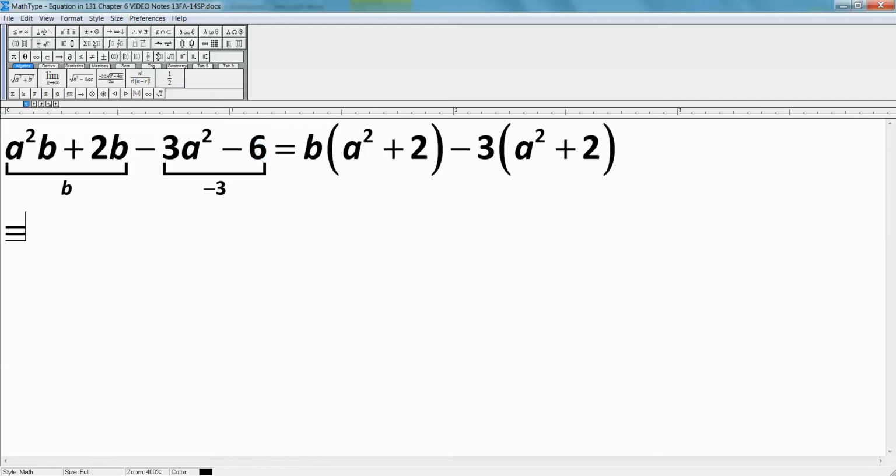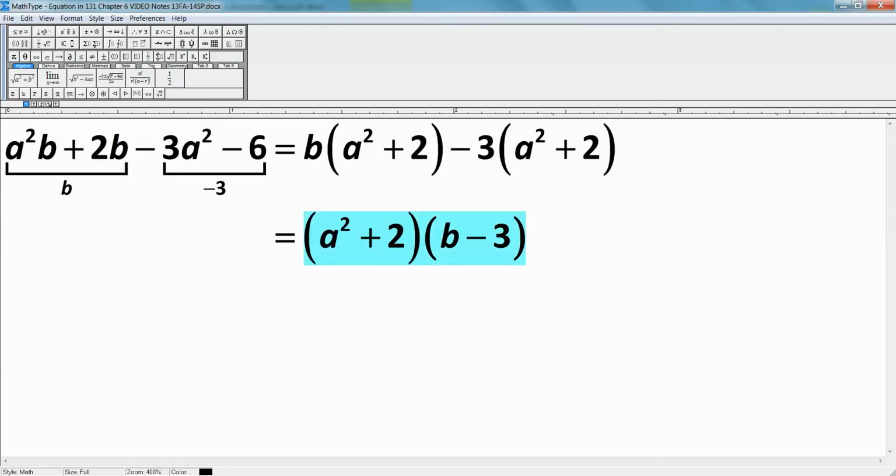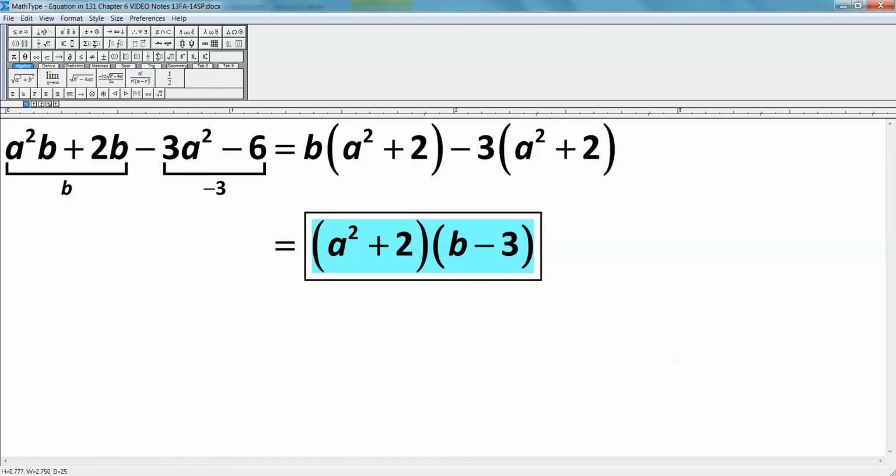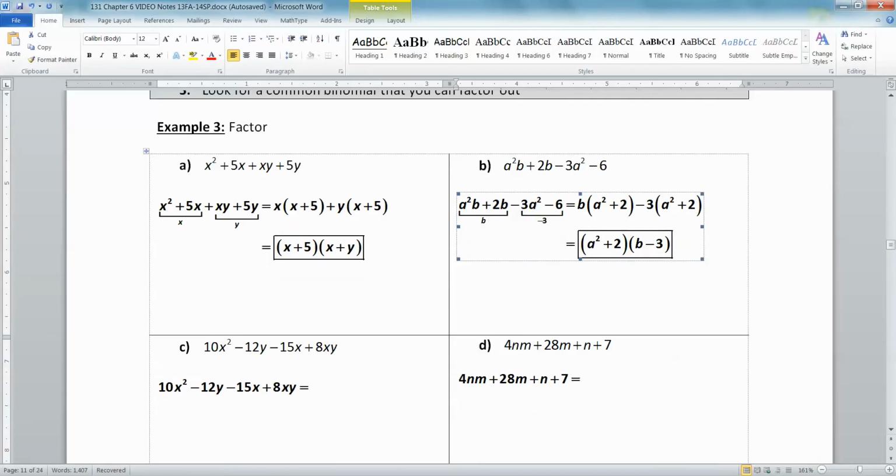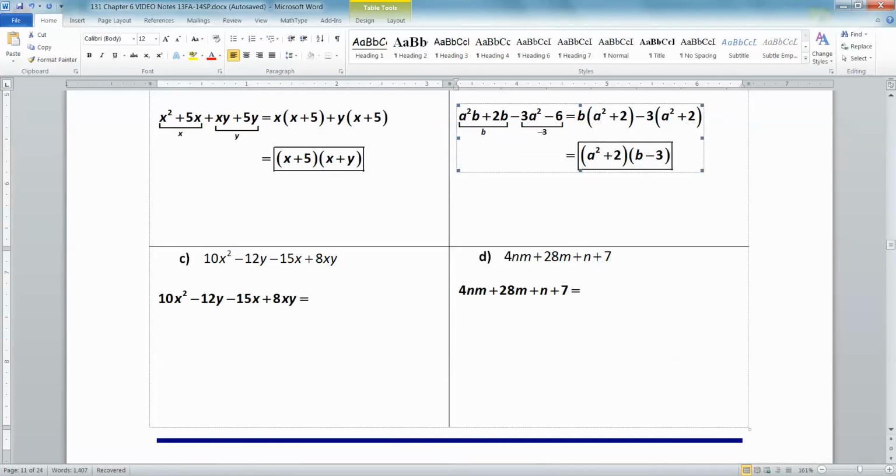Okay, so then this is a squared plus 2. That leaves you a b in the first term minus a 3 in the second term. Now we're all done. Good. All right, let's move on to C.